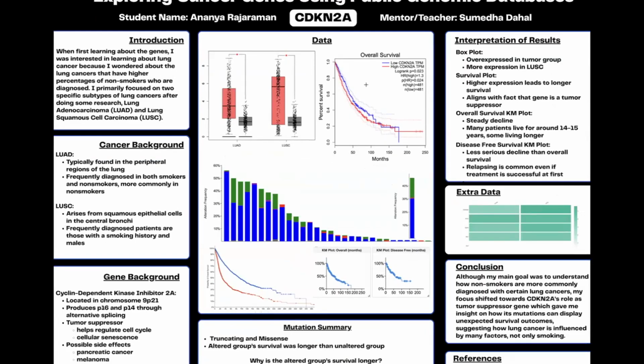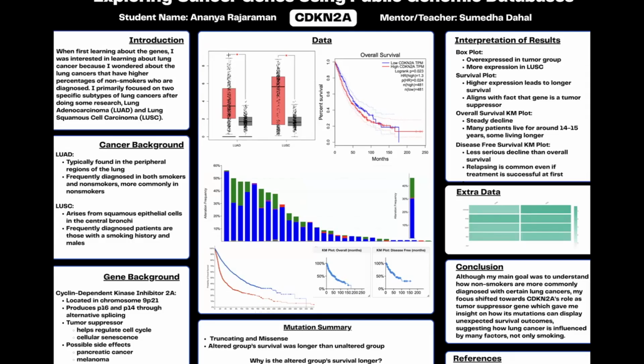I'm Ananya. I'm a junior at Brookline High, and I researched a cancer gene called CDKN2A with Dr. Sumeda Dahal. So my main goal going into this program, I wanted to learn more about lung cancer. And I focused on two subtypes of lung cancer after doing some basic research on them, which were lung adenocarcinoma and lung squamous cell carcinoma.